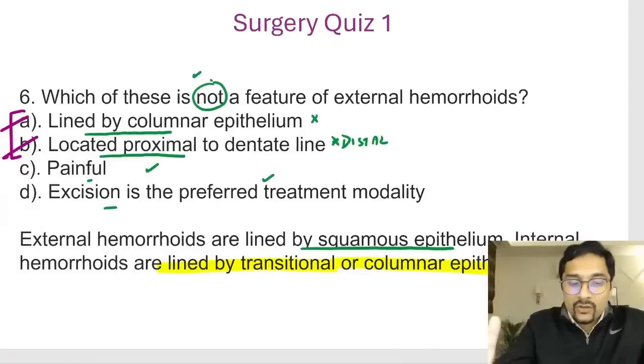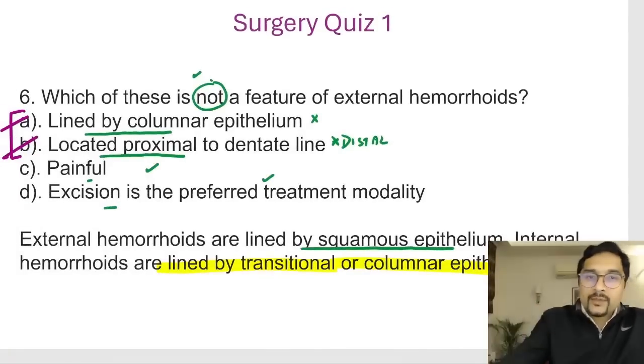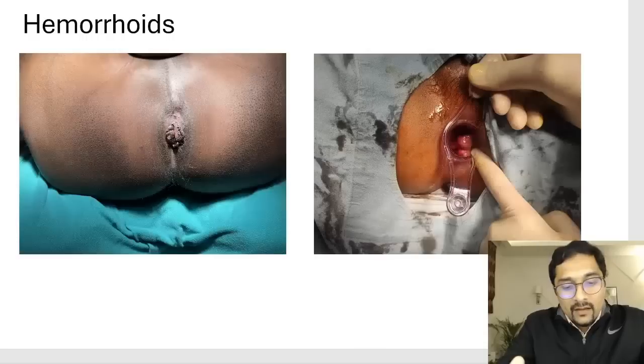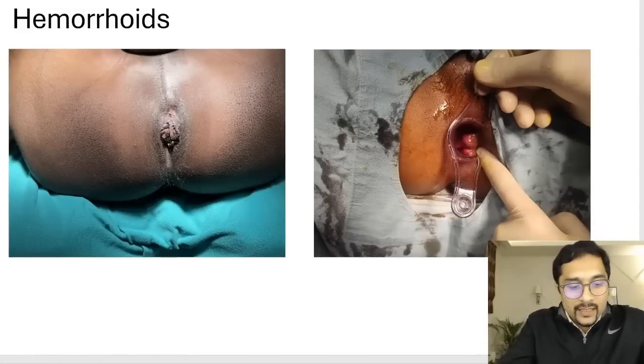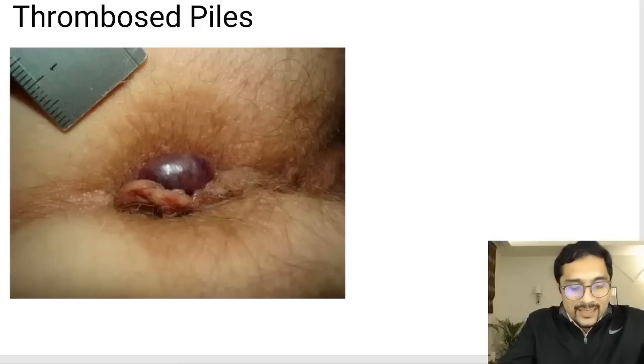So please make sure, in the PDF only one was there, but I'm telling you that there are two options which are wrong here. Now this is what external hemorrhoids look like. You can see the hemorrhoids outside. These are thrombosed hemorrhoids which are there.